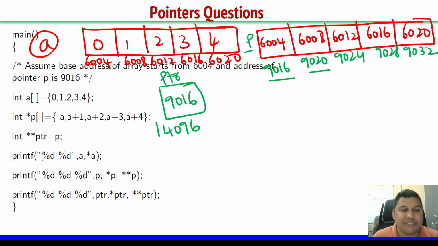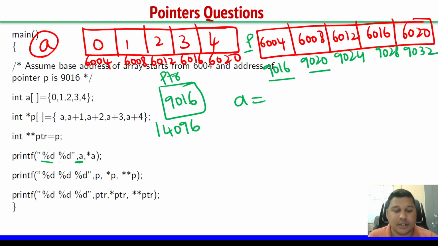See, printf %d a. Tell me what is the answer when I print a. What will I get as the answer when I print a? Please respond. I want everyone to respond. Just tell me what is the value of a. If I write printf or cout a, what will I get as the answer?